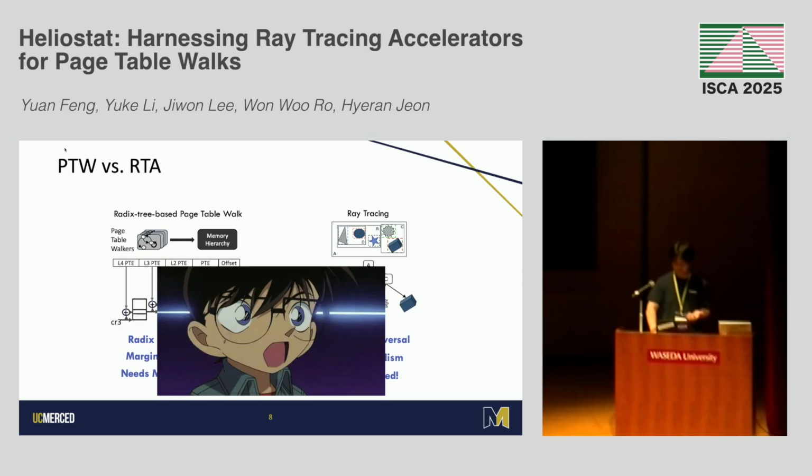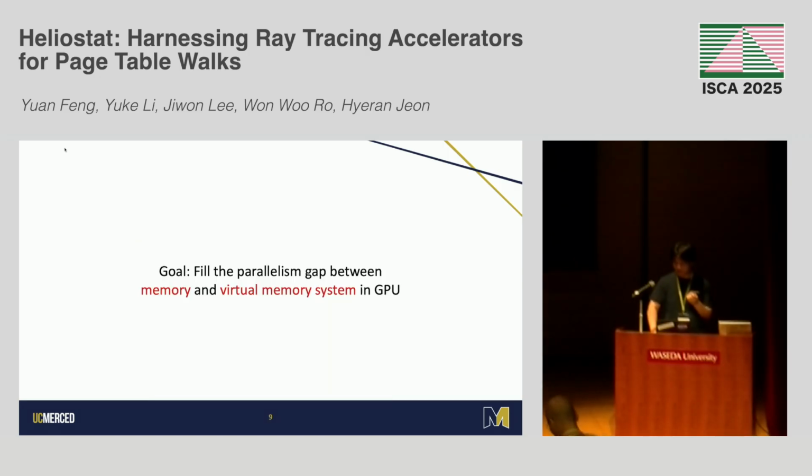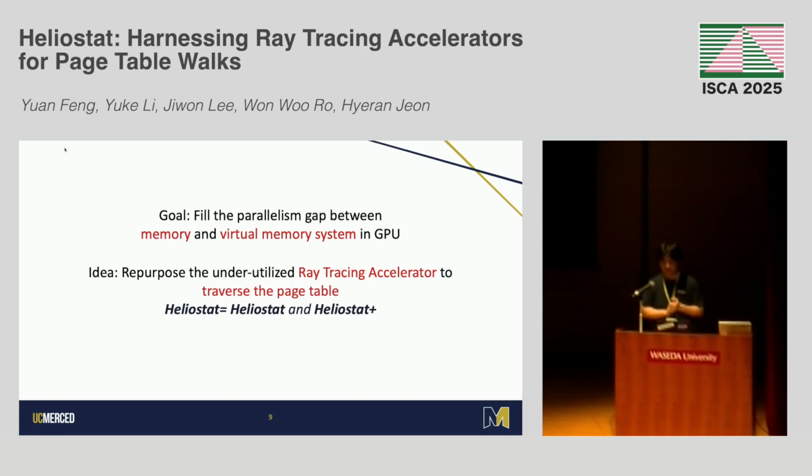We then have our own idea. That is our goal: we want to fill the parallelism gap between memory and the virtual memory system. Our key idea is that we propose to leverage the parallelism and repurpose the underutilized RT accelerator for page table walks. To this end, we introduce Heliostat, which consists of baseline Heliostat and Heliostat Plus.